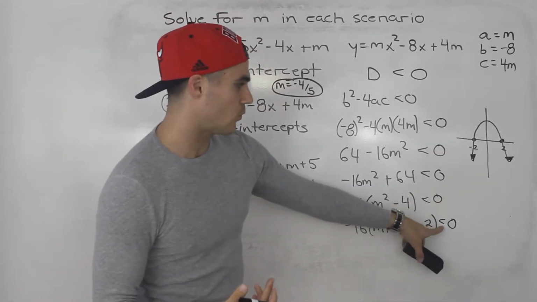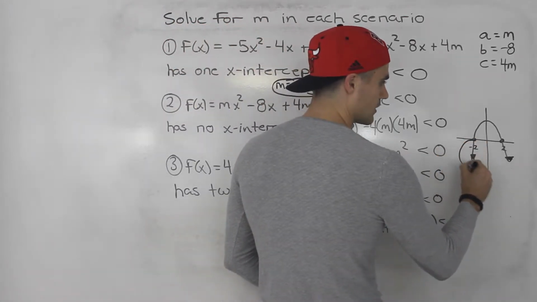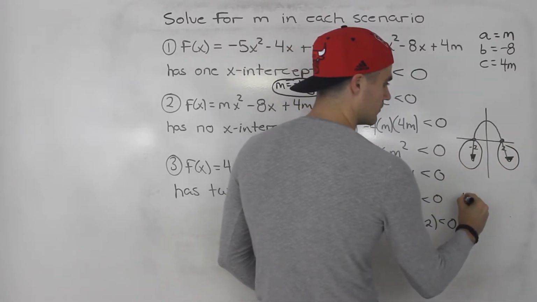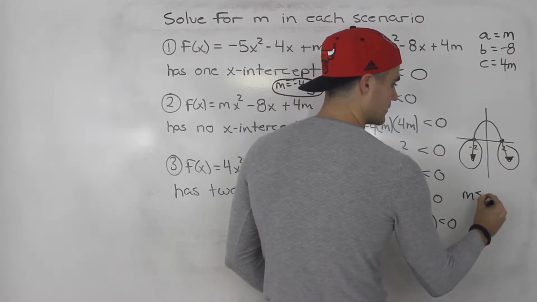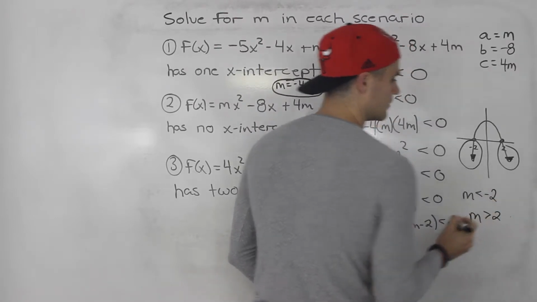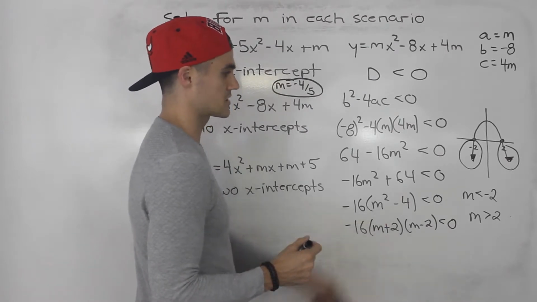And now you could tell when is this going to be less than 0. Well, it's going to be less than 0 here and over here. So basically when m is less than negative 2 and when m is greater than 2. In both of those cases, the discriminant is going to be less than 0.